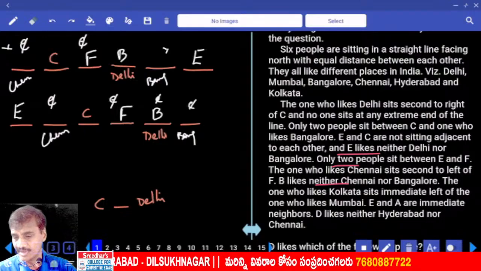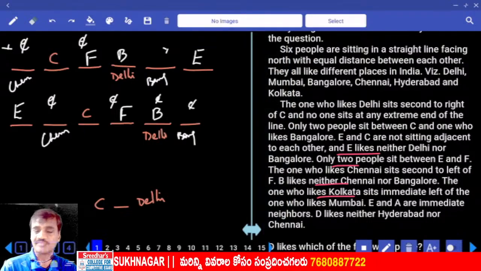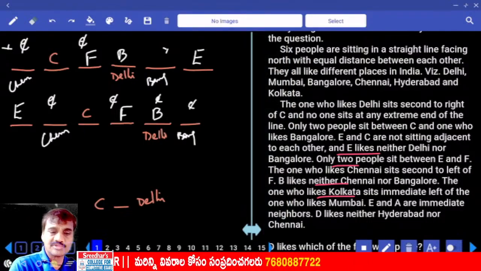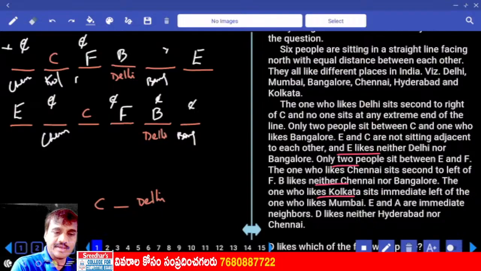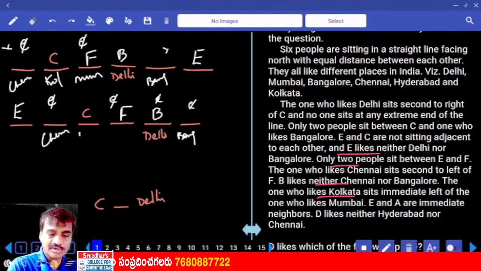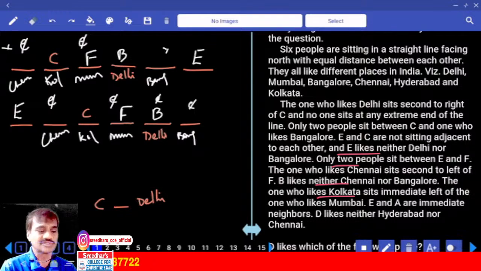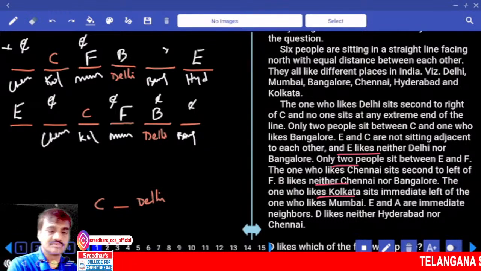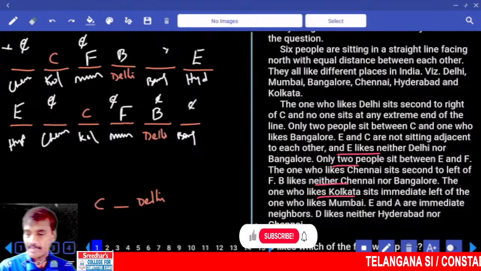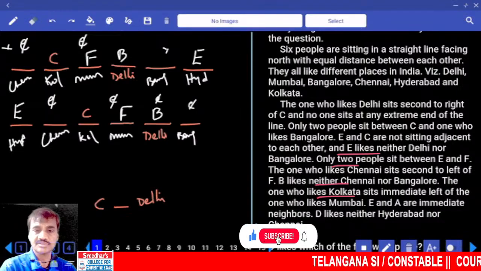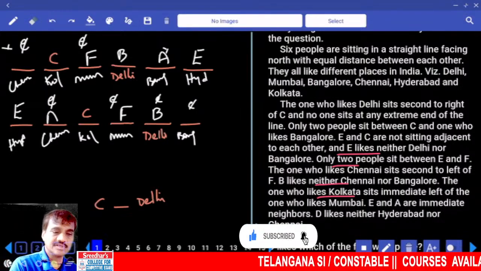And the one who likes Kolkata sits to the immediate left of Mumbai. Kolkata and Mumbai must be adjacent to each other. Now here again Kolkata and Mumbai are adjacent to each other. Then what is the city that is left over? Tell me what is left. Hyderabad. Now E is Hyderabad. E and the other are immediate neighbors.